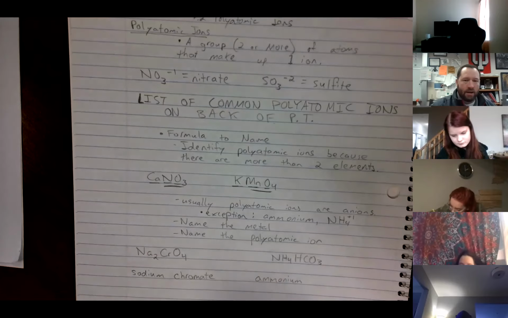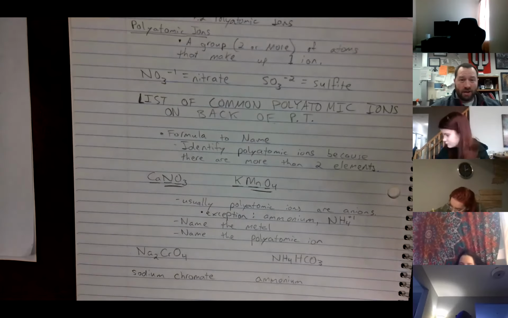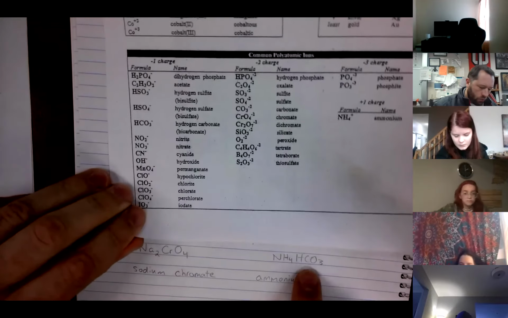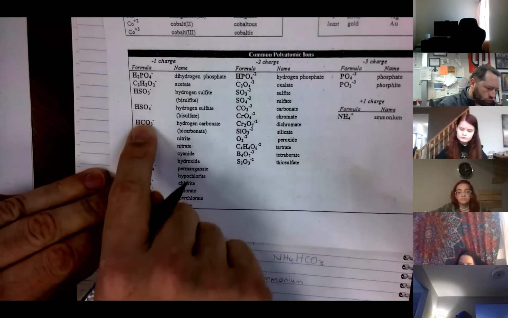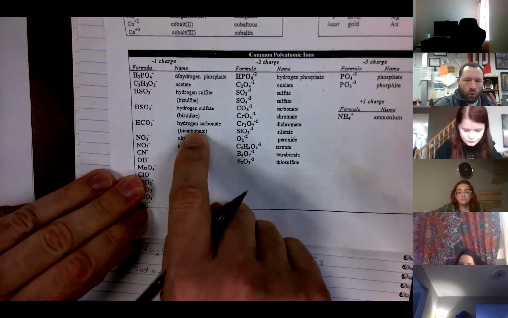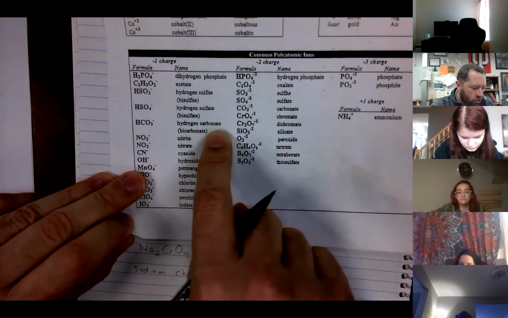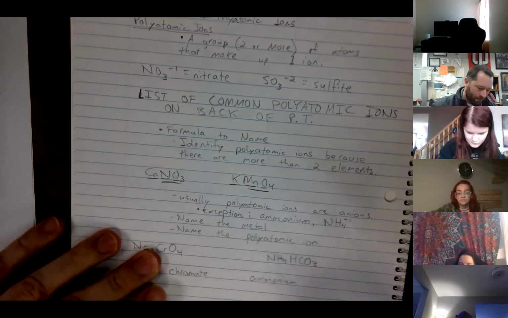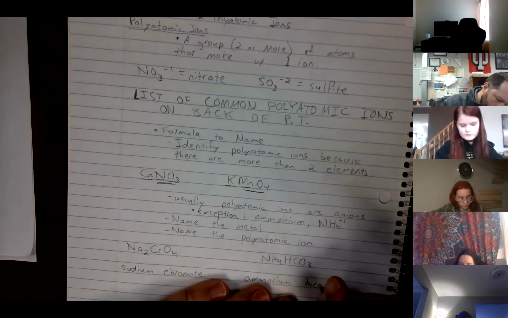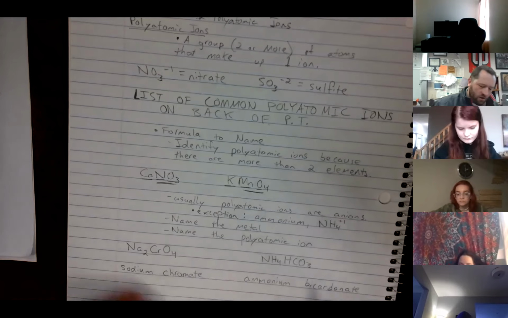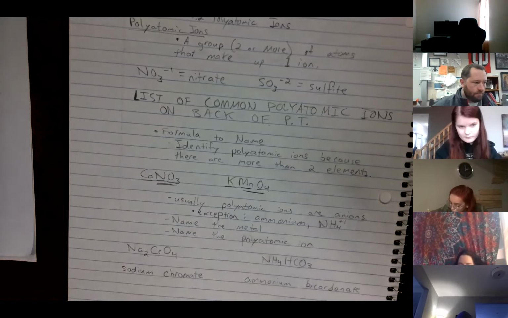another polyatomic ion, HCO3. So we have to look at the back of our periodic table at our cheat sheet, see what we have. HCO3, that's what we're looking for. Right, there it is, HCO3. There's two names for it. You're more than welcome to use either hydrogen carbonate or the more common name, bicarbonate, which you probably heard. Sodium bicarbonate, like baking soda. So ammonium bicarbonate.